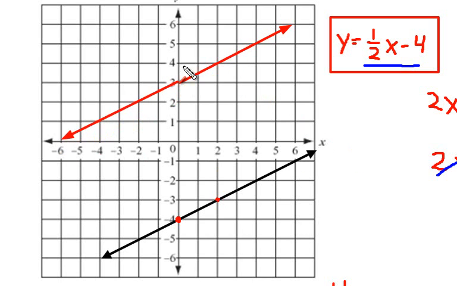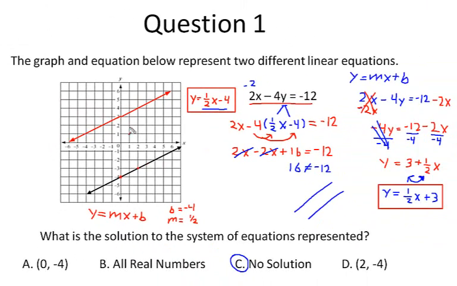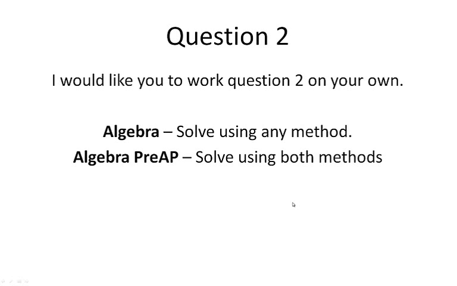Alright, so yeah, graphing it, we see that they're parallel, so we just solve this by graphing. We can see that they're parallel, so there would be no solution. And you could solve it by substitution. And we saw that we got two numbers that are not equal to each other, so that means no solution.